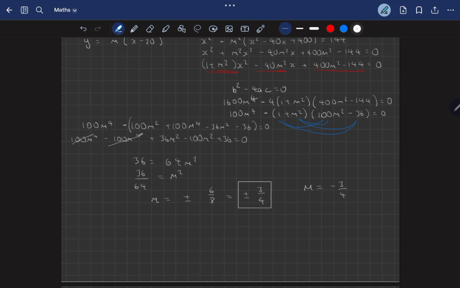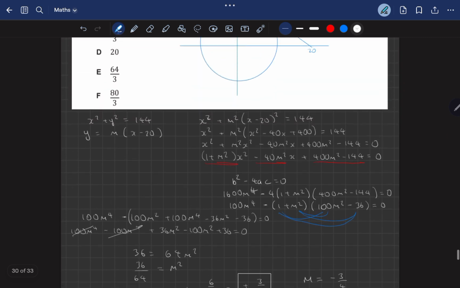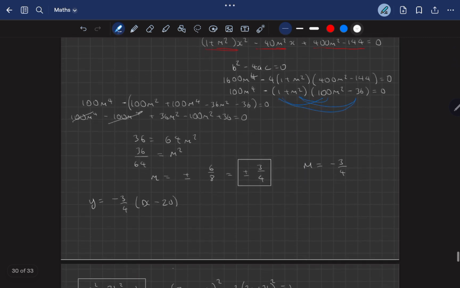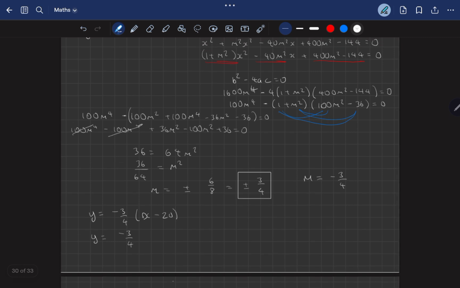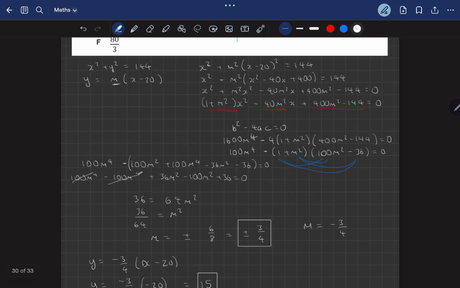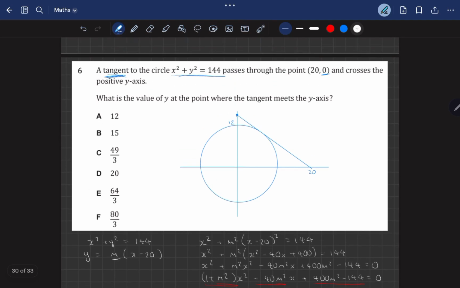So we know the equation of our line, which is y is equal to negative 3 over 4 x minus 20. I just substituted the value of m into this. And we want to see what happens when x is equal to 0, because that would be the value of y. So y would equal negative 3 over 4 times negative 20, and this is equal to 15, which is our answer. So B.